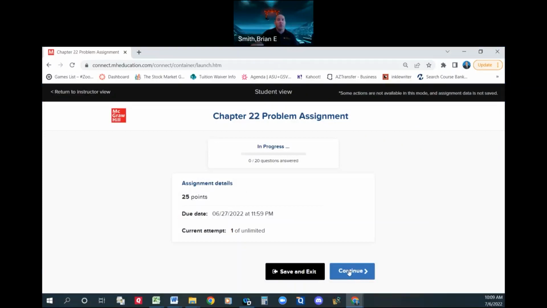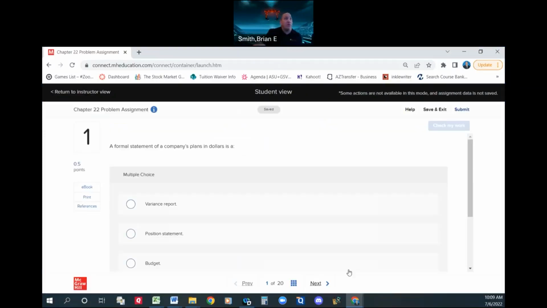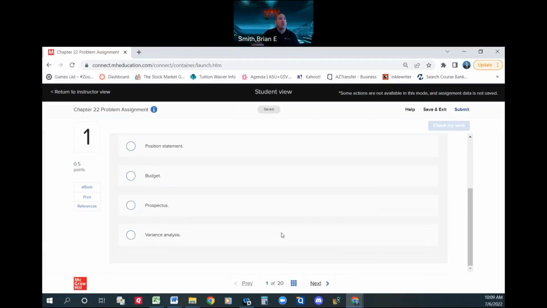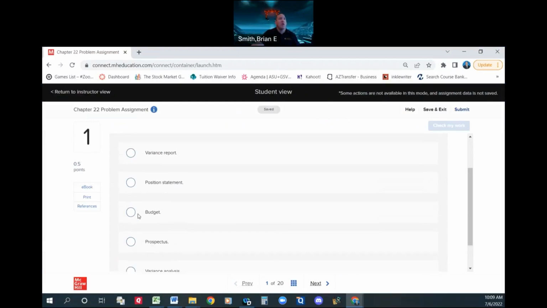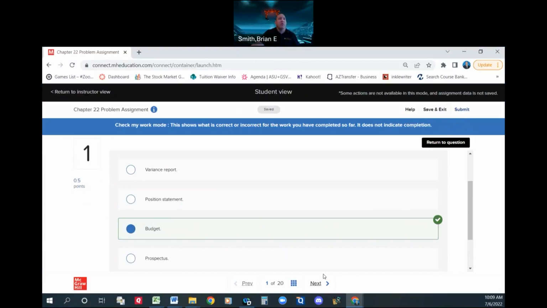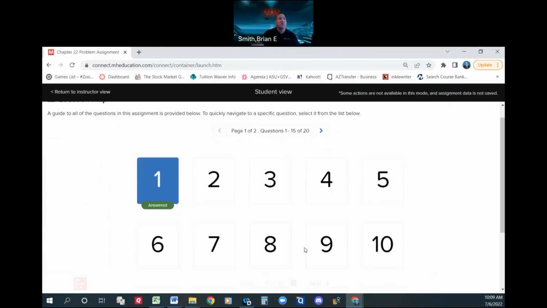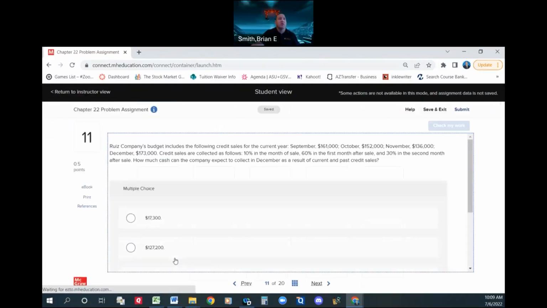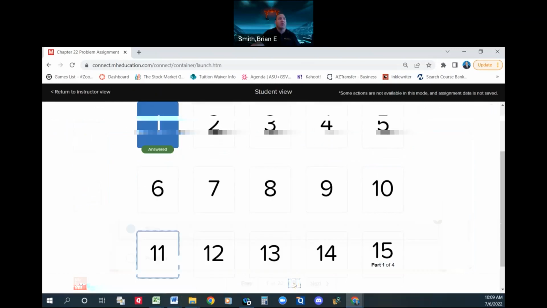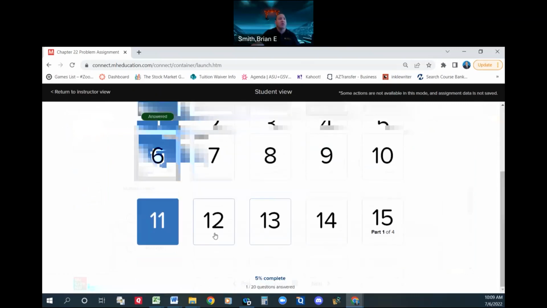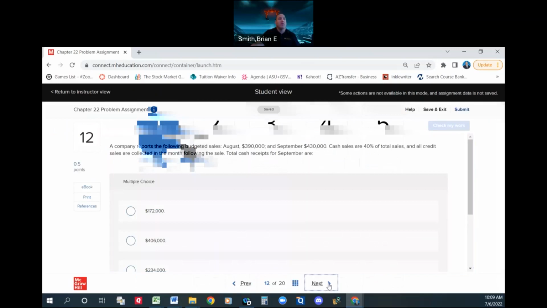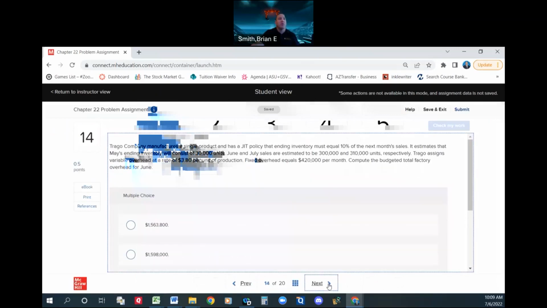So this is going over budgets for the company. A formal statement of a company's plans in dollars is a what? Guys, we're in budgets. I'm going to give you that one for free. Look at that. If you don't know budgets, that's what we're doing. See, chapter 11, we're still in 12. Oh, look at that. I'm giving you lots of multiple choice in this one.